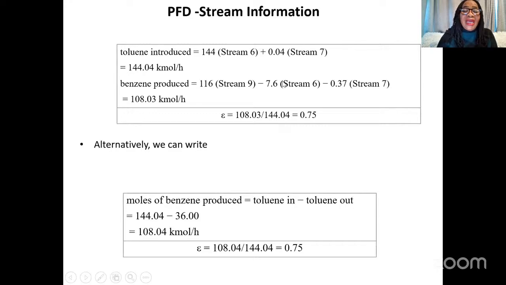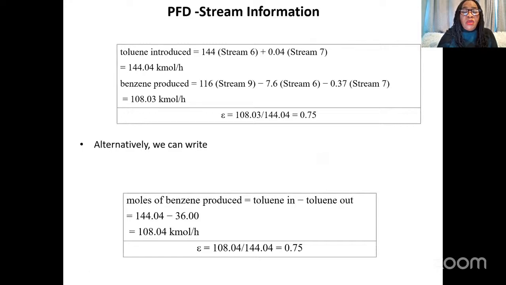On the other hand, alternatively, you can write the conversion in a different way. You can look at the moles of benzene produced that equal toluene in minus toluene out. We can still go back there and see. So toluene in, hey, we have already passed the time. So can you just give me some 3 or so minutes, please, so that we can complete this solution.